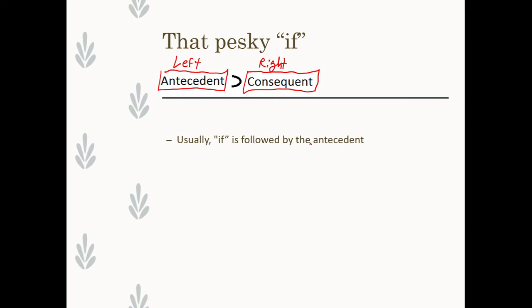Usually "if" is followed by the antecedent. So whatever comes after "if", you're going to put on the left side of your horseshoe. So for example, if I see a dog, then I see a canine. Here's another example. I see a canine if I see a dog. This first one, you have "if" followed by the antecedent. So here, I see a dog is going to be your antecedent. I see a canine is going to be the other thing. That's going to be your consequent.